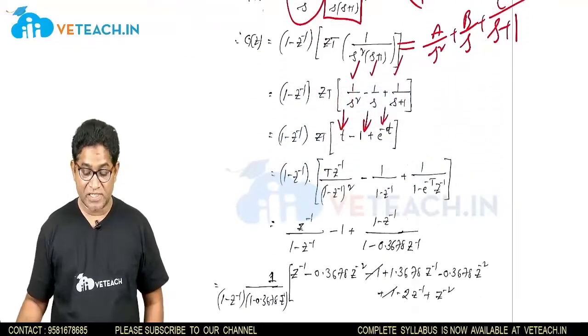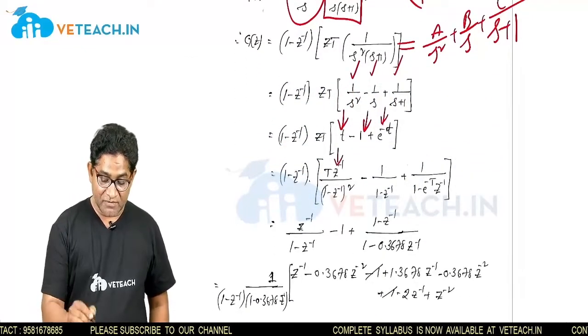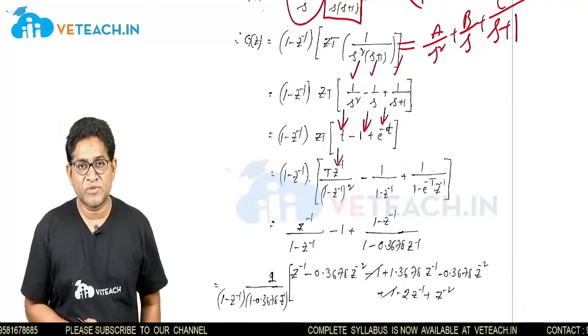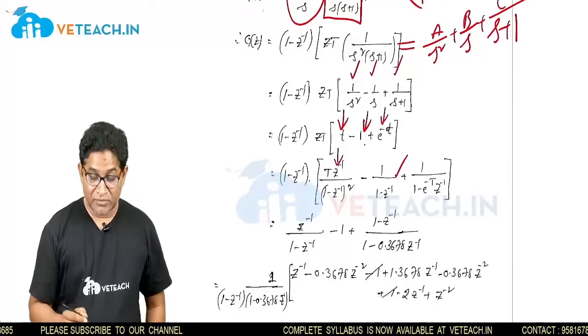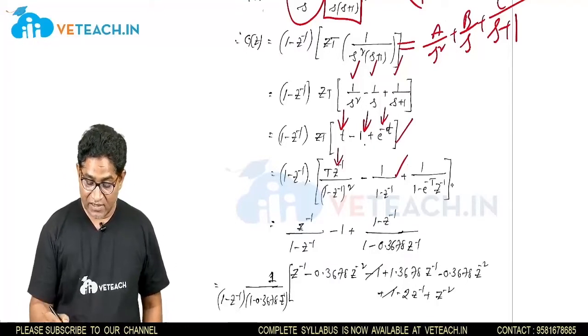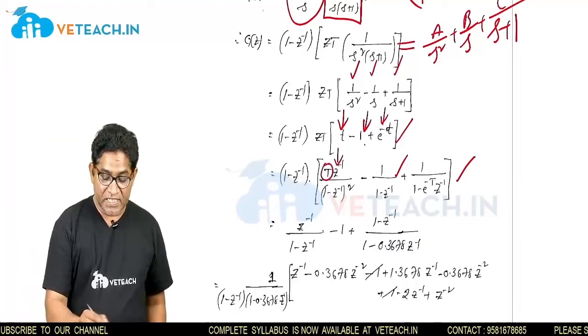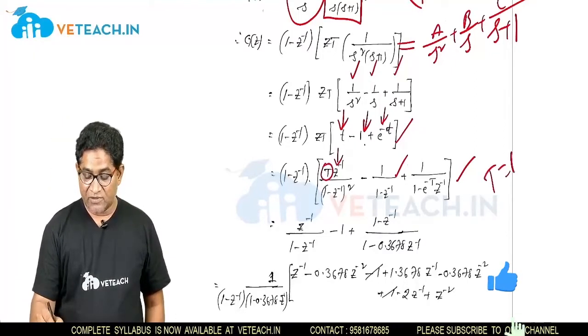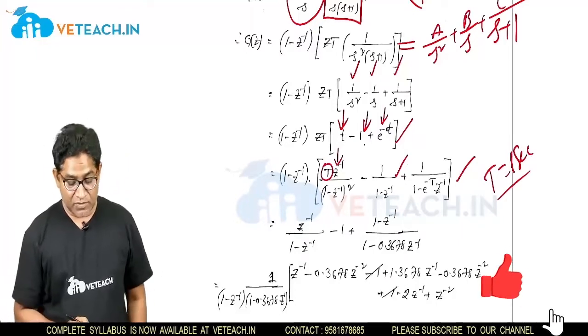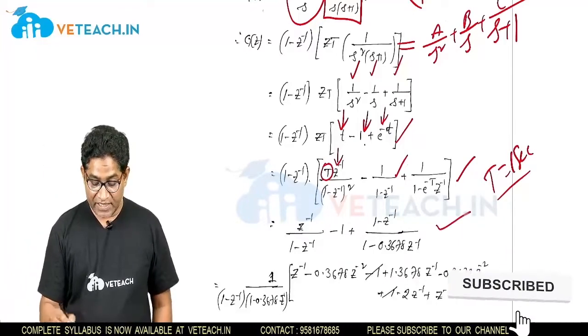Now we will go for the Z transform. For t, the Z transform is T z inverse by (1 minus z inverse) whole square. For 1, 1 by (1 minus z inverse). For e power minus t, 1 by (1 minus e power minus T z inverse). Then substituting T is equal to 1, given T is equal to 1 second in the problem. So substituting here, you will get the polynomial here, right?